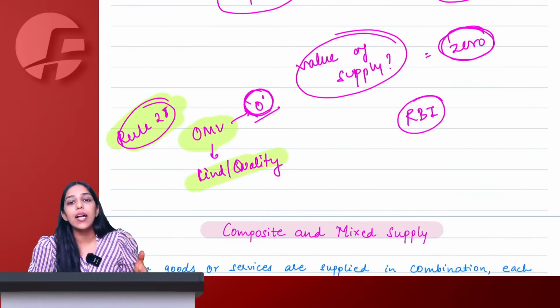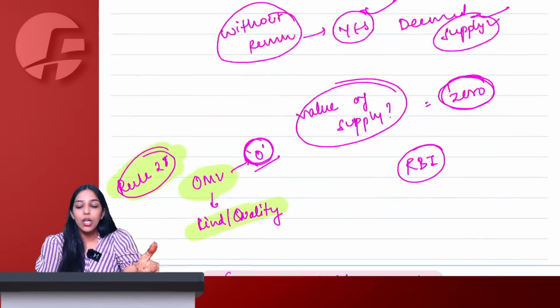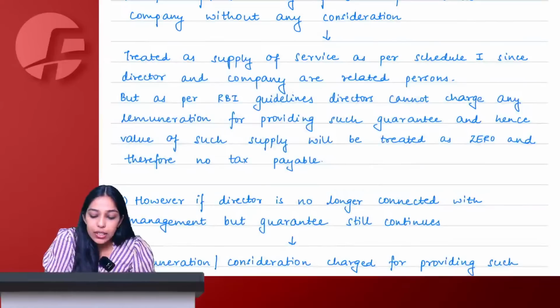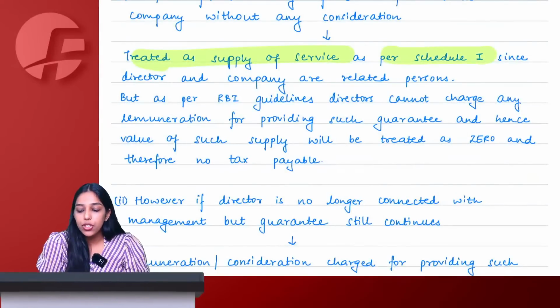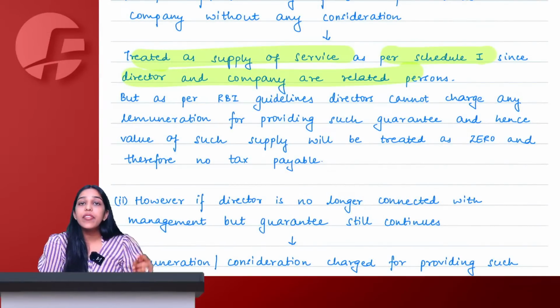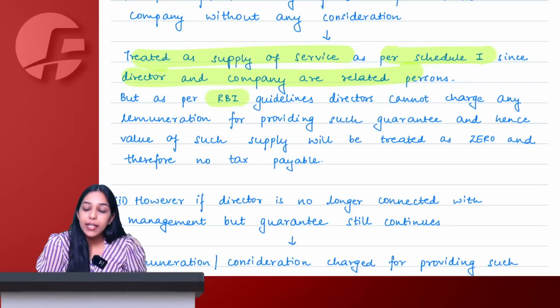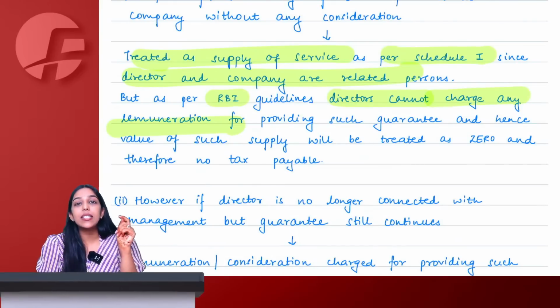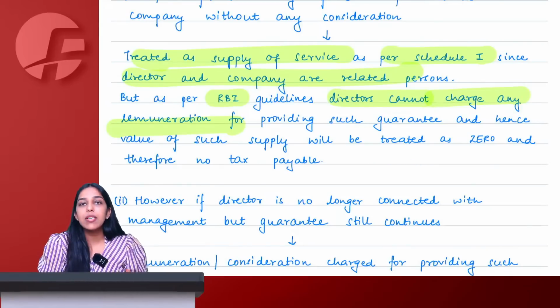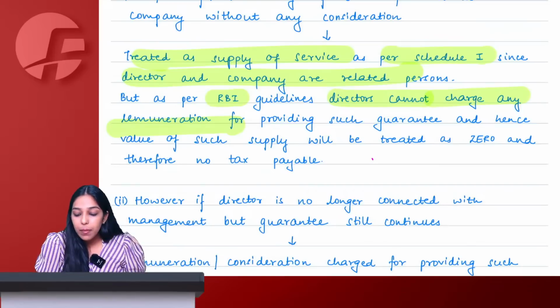No director in India is allowed to charge any remuneration to give a guarantee to its own company. So here we are going to say this is a supply of service according to Schedule 1, because director and company are related persons. However, understand, according to RBI guidelines, director cannot charge remuneration. Therefore, we will say that it is a supply, but the value of supply is 0. Now, any rate of GST applicable on 0 will always amount to 0 only. So, GST will be 0.